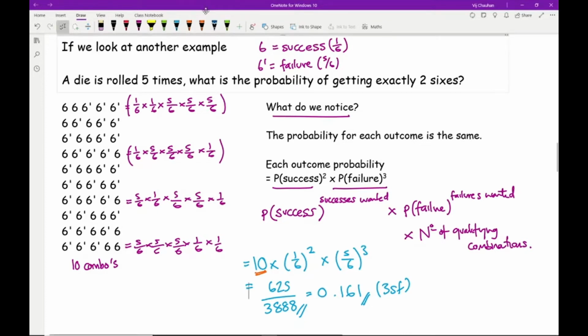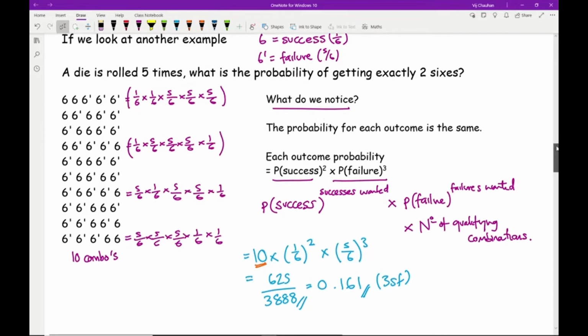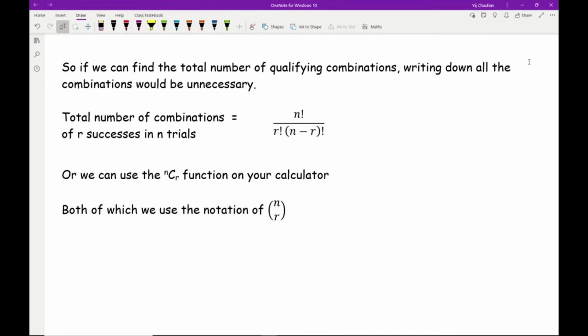Now, thankfully, a formula of that sort does exist. So if we can find the total number of qualifying combinations, writing down all the combinations is going to be unnecessary. And the formula to find the total number of combinations of successes after n trials is the formula that you can see on the screen. So here n represents the total number of trials, and r, which is sometimes known as x in some websites, revision guides and textbooks, is the number of successes.